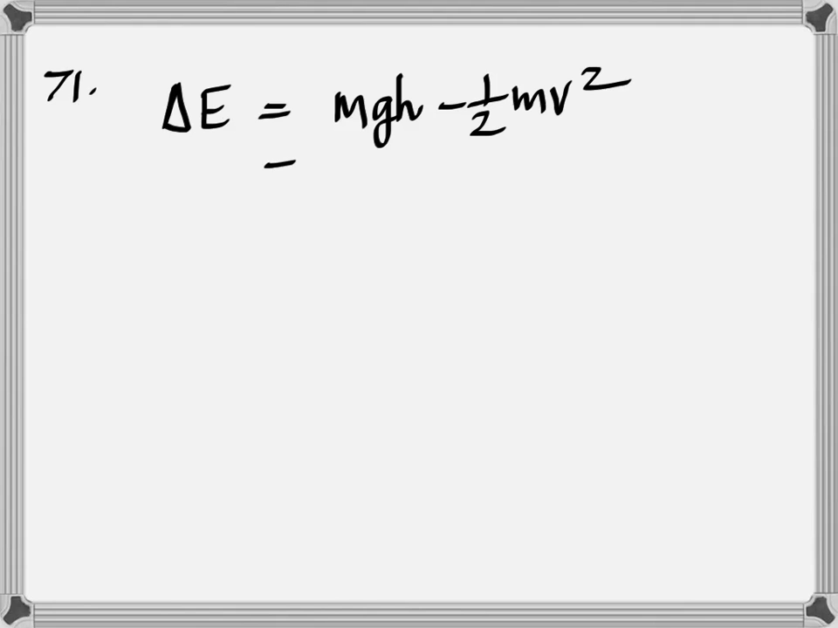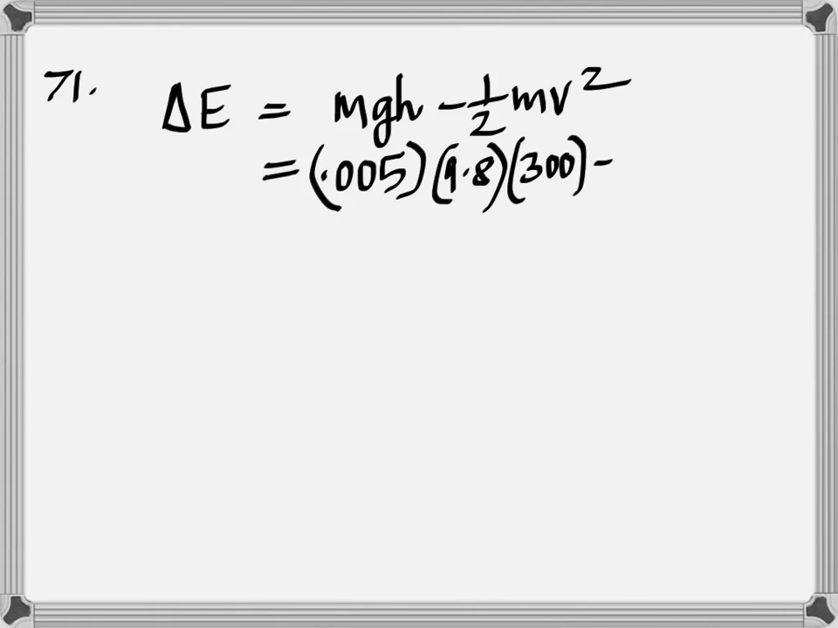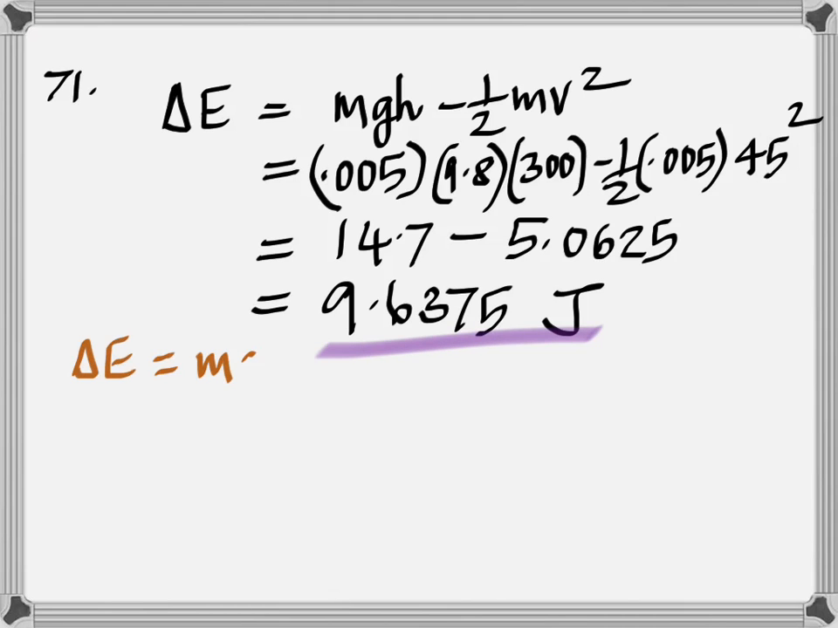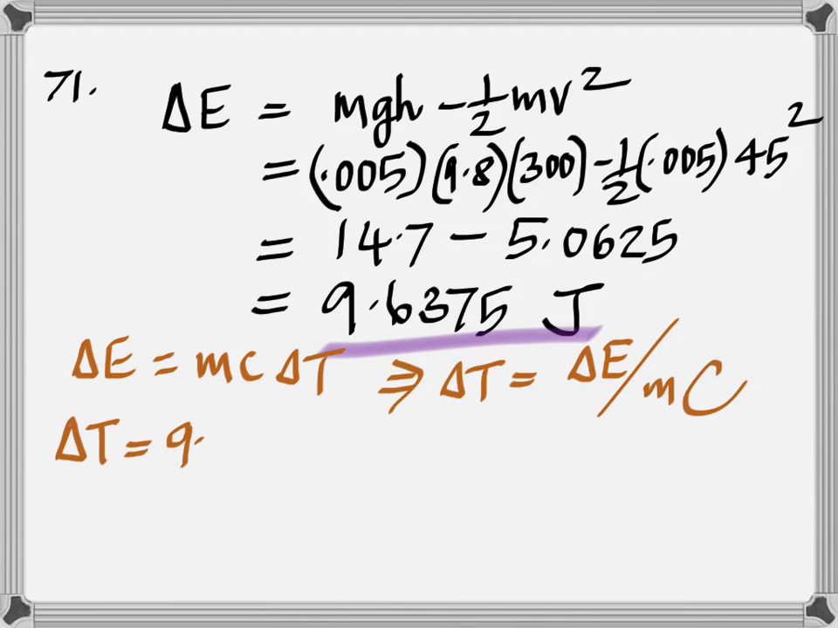Okay, that's the idea. So potential energy, take away the kinetic energy. Mass, 5 grams, has to be changed to kilograms. You get that, and then use mc delta T. Specific heat given.